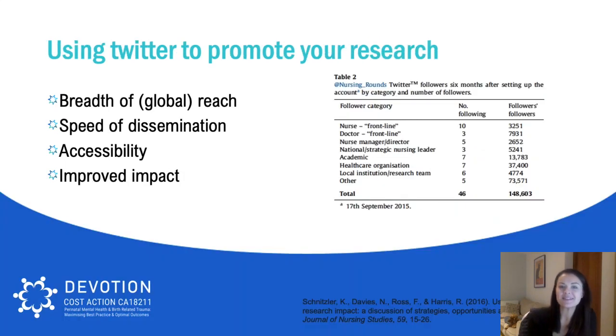So why am I focusing specifically on Twitter? Well, one of the really superior things about Twitter is the potential breadth of reach. You can reach people from a number of different professional backgrounds and a number of different locations.